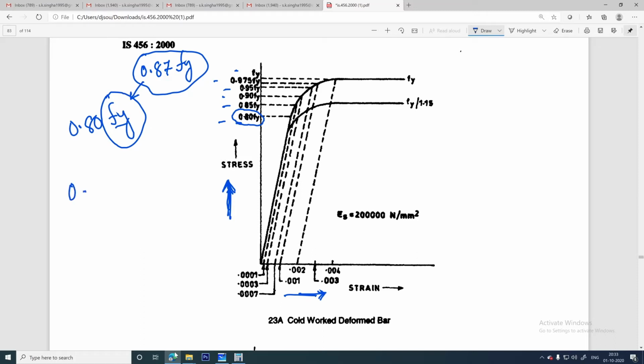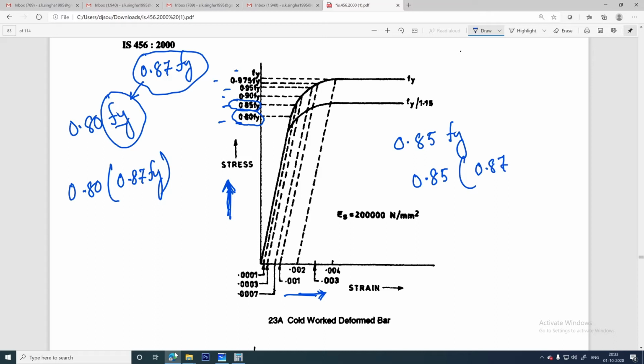So in terms of Fy, you need to write this 0.87 Fy. So it will become 0.80 into 0.87 Fy. Okay, now the second value that is given, that is 0.85 Fy, is written over here. So that will become 0.85 into 0.87 Fy. That means only this Fy will be changed to 0.87 Fy when you write the stress level in terms of yield.